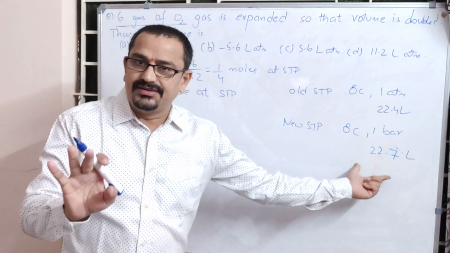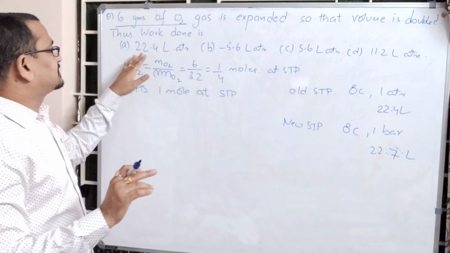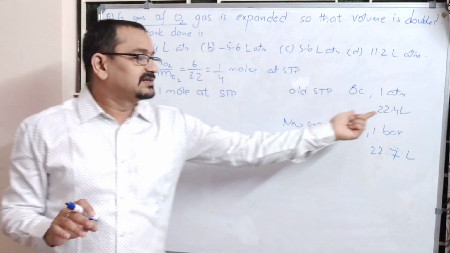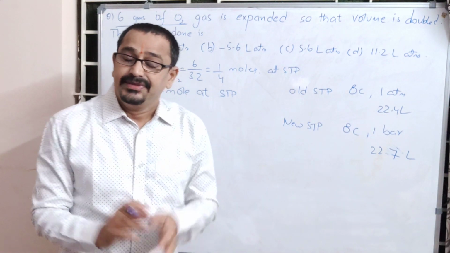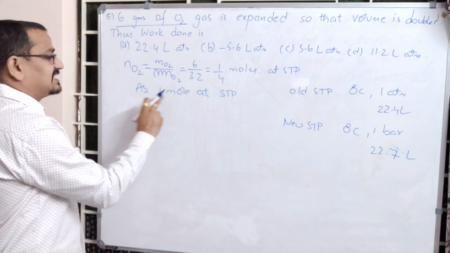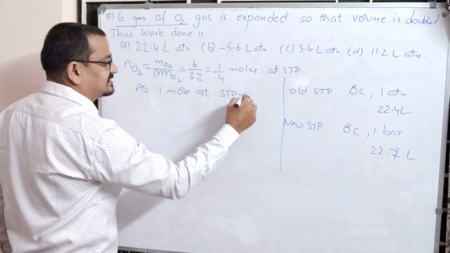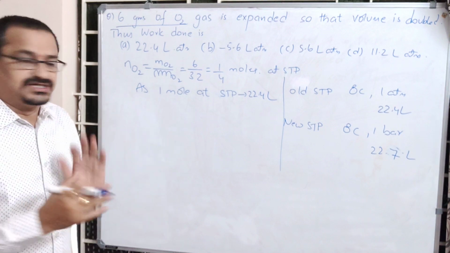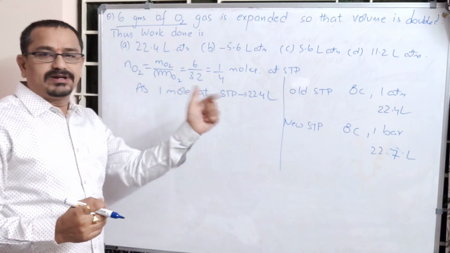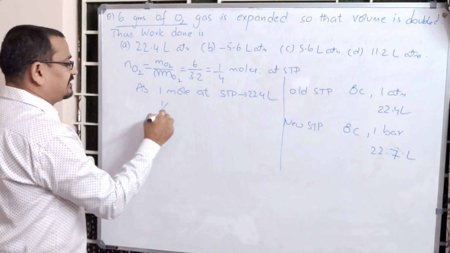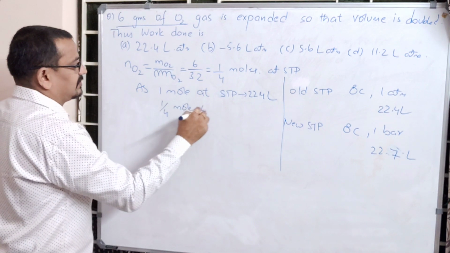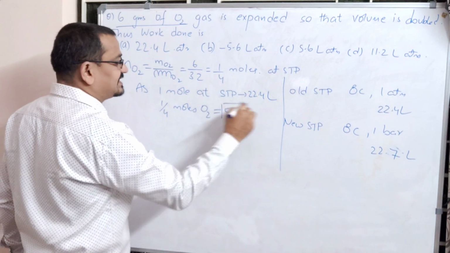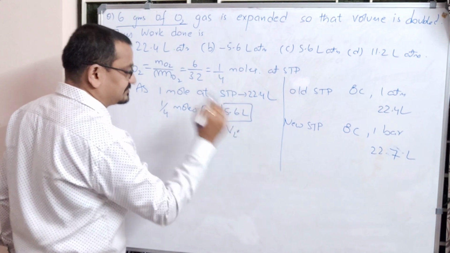There is no need to worry about this. But in this question, see, options are given as 22.4, 5.6, 11.2, meaning they are multiples of 22.4, divisible, right? So we have to follow that 1 mole at STP occupies 22.4 liters. This value we have to take with respect to the options. As 1 mole at STP occupies 22.4 liters, then 1 by 4 moles of oxygen occupy 5.6 liters. This is the initial volume of oxygen.